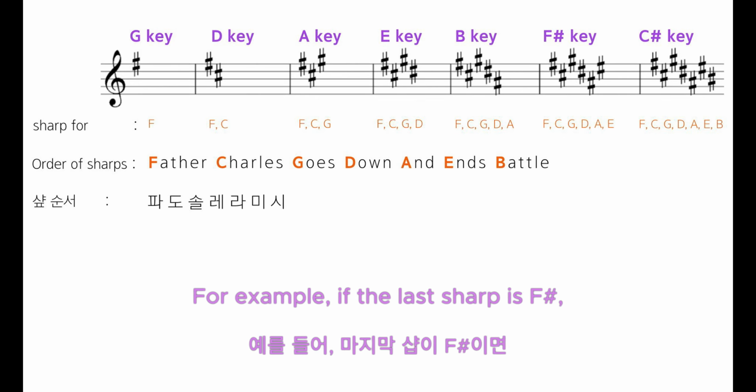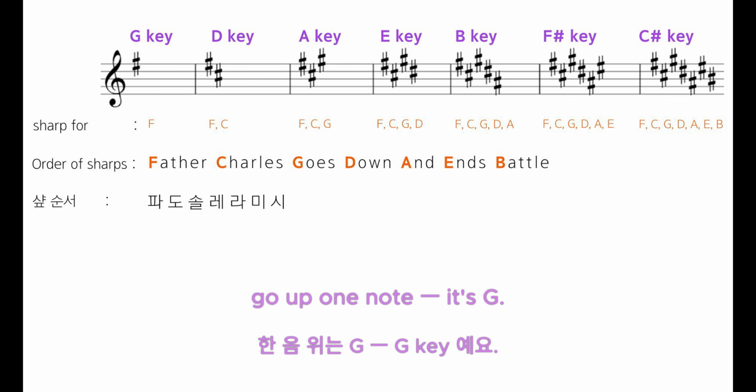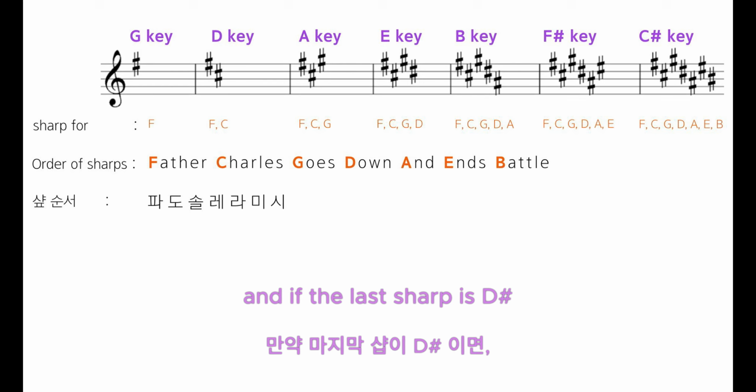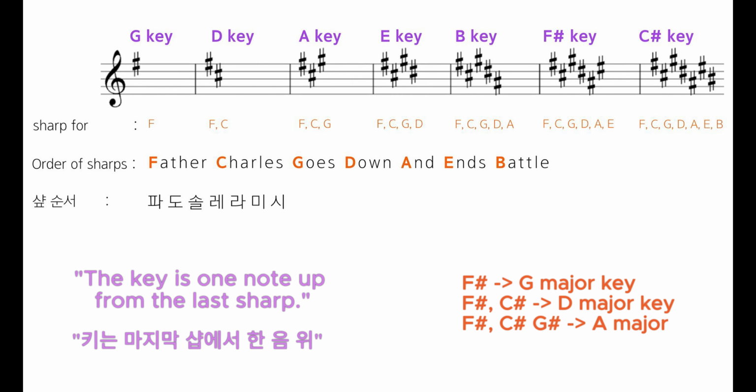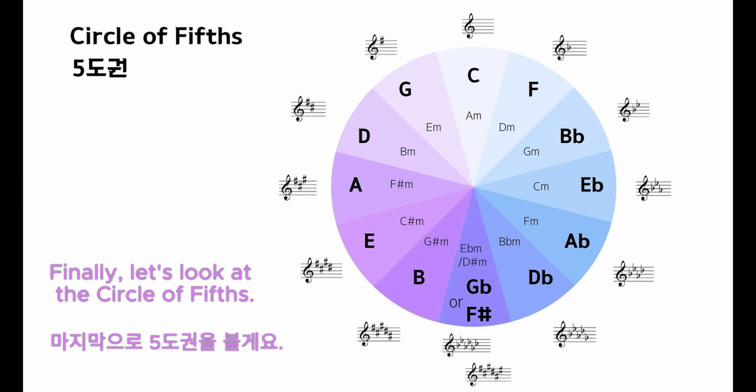For example, if the last sharp is F sharp, go up one note, it's G, so the key is G major. And if the last sharp is D sharp, go up one note, it's E, so it's E major key. Just remember the key is one note up from the last sharp. Finally, let's look at the circle of fifths.